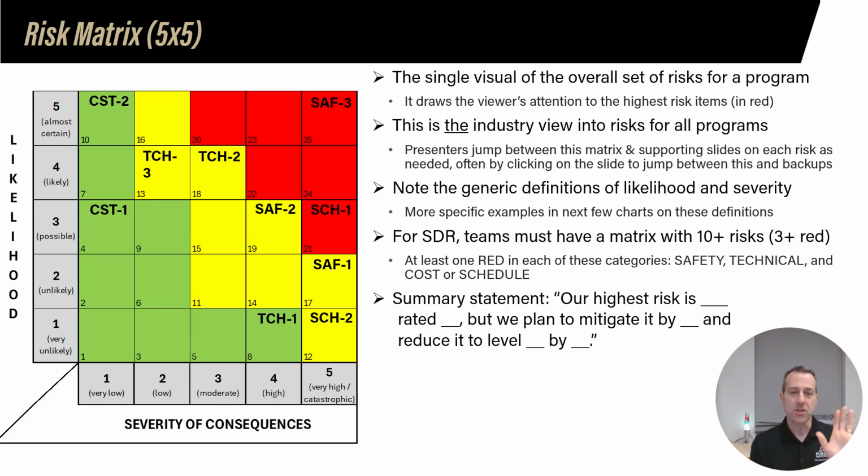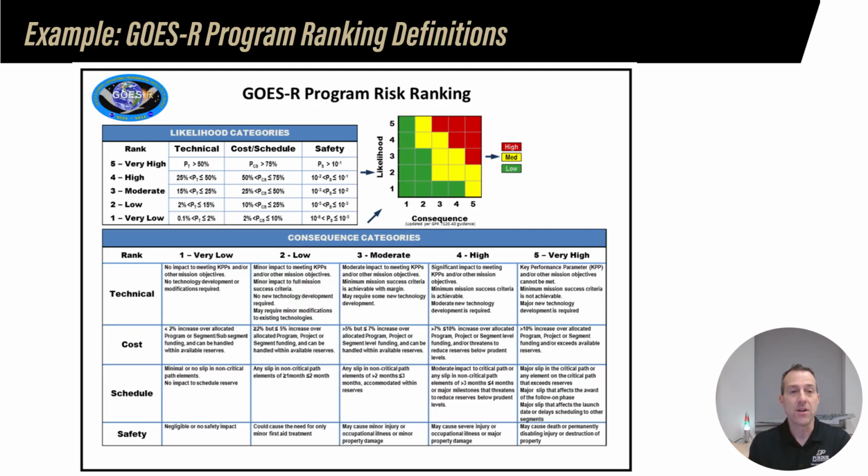I'm going to talk about what to do about it on the next slide, but after I show a few more examples of this risk matrix and how they define different things. So here's from the Gozar reference that I mentioned, their program ranking definitions, and how they talk about technical, cost, schedule, and safety risks and the consequence categories, as well as their probabilistic model for likelihood and what that all means. Okay, I'll let you peruse that on your own.